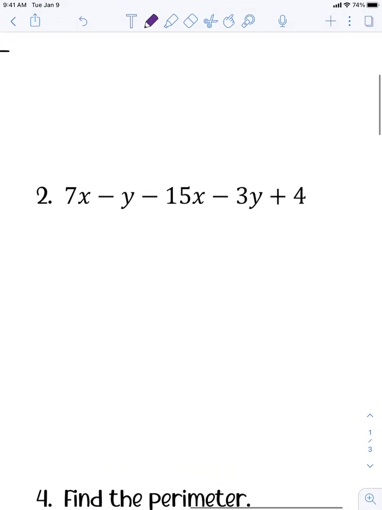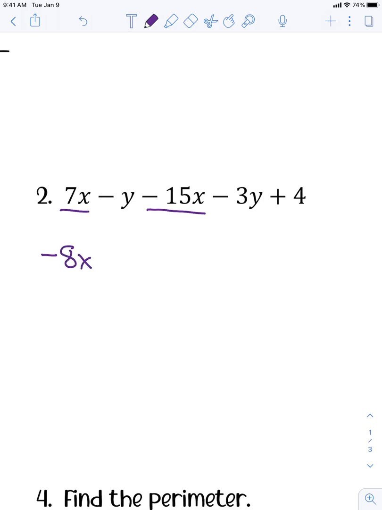Example number 2. I have 7x minus y minus 15x minus 3y plus 4. Notice we have x's, we have y's, and a constant. So this is where it's important to only combine like terms. So I'm going to start with 7x. 7x and negative 15x are like terms. They're the same variable with the same exponents. So I combine them. 7x minus 15x is a negative 8x.